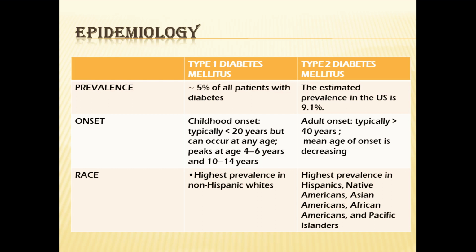Type 2 diabetes mellitus has an adult onset, typically less than 40 years. Mean age of onset is decreasing. Type 1 diabetes mellitus has the highest prevalence in non-Hispanic whites, whereas type 2 diabetes mellitus has the highest prevalence in Hispanics, Native Americans, Asian Americans, African Americans, and Pacific Islanders.